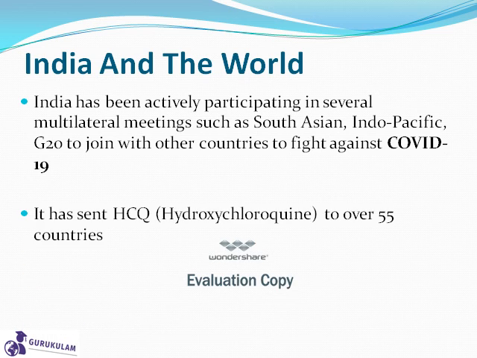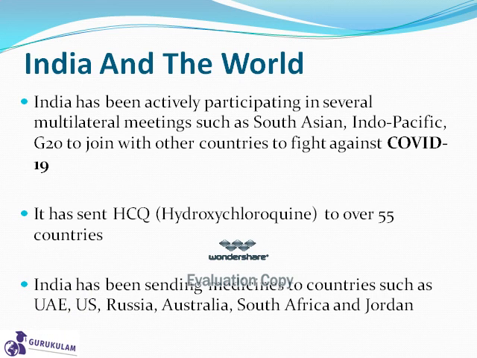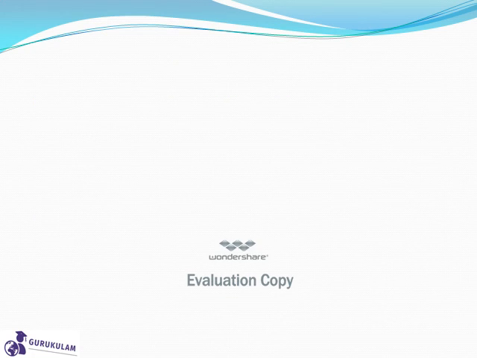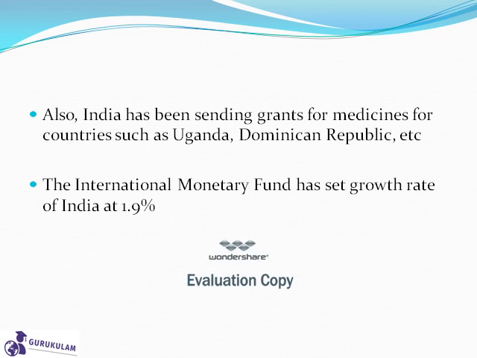It has sent HCQ, hydroxychloroquine, to over 55 countries. India has been sending medicines to countries such as UAE, US, Russia, Australia, South Africa and Jordan. Also, India has been sending grants for medicines for many countries such as Uganda, Dominican Republic, etc. IMF has set the growth rate of India at 1.9%.